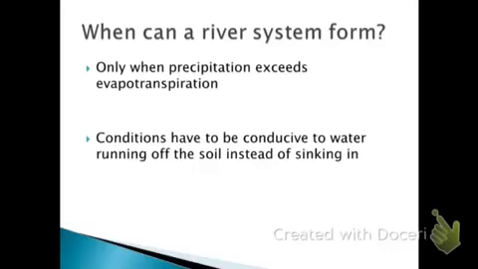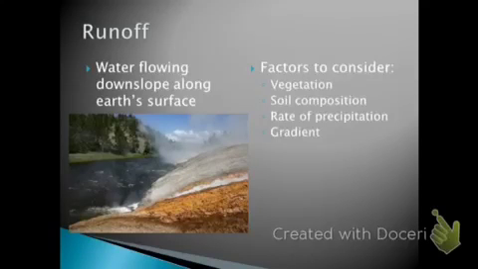or a valley. The runoff is simply what it sounds like: water flowing down slope along the earth's surface, off the surface into a body of water. Several factors to consider are the vegetation. The more vegetation, the less runoff you'll have. The composition of the soil, the rate of precipitation. The more precipitation you have, the greater the amount of runoff, and the gradient. The higher the gradient, the higher the runoff.